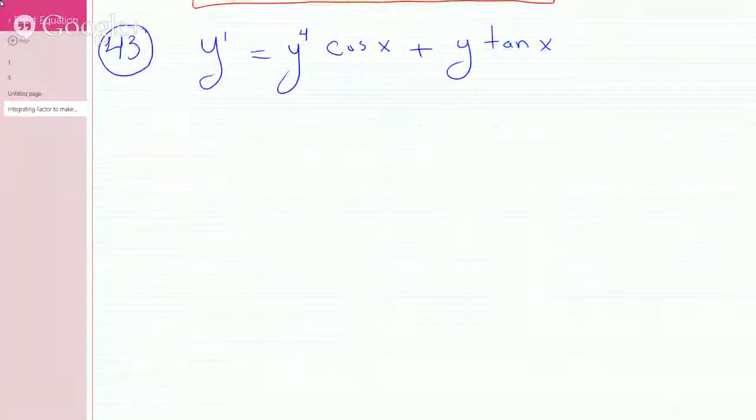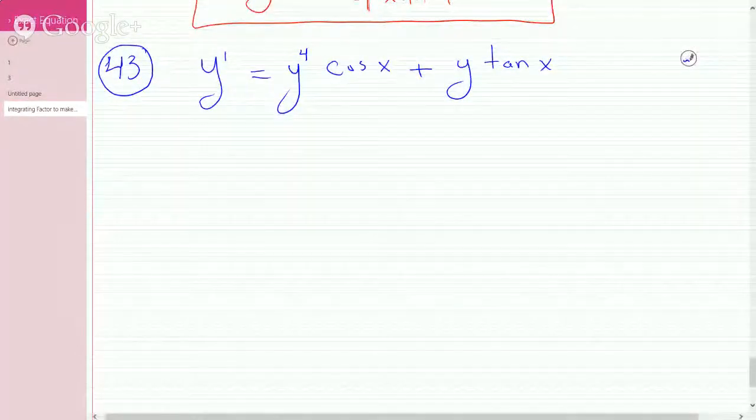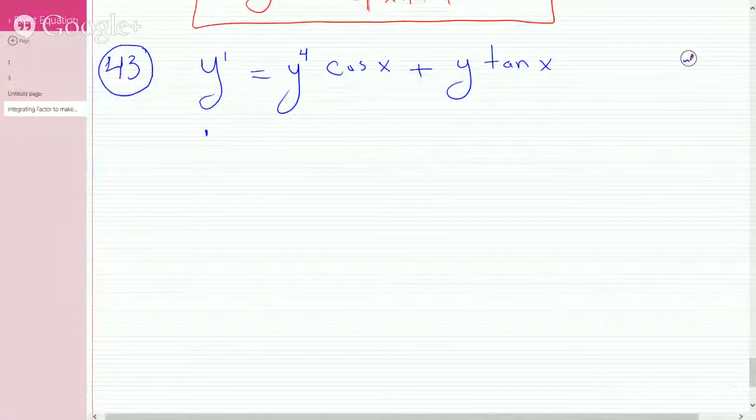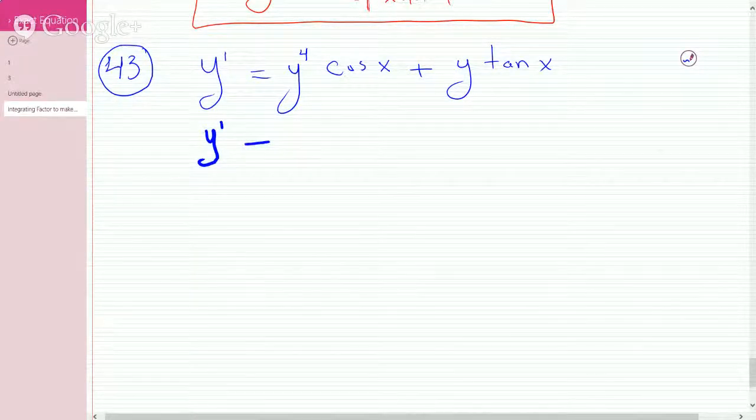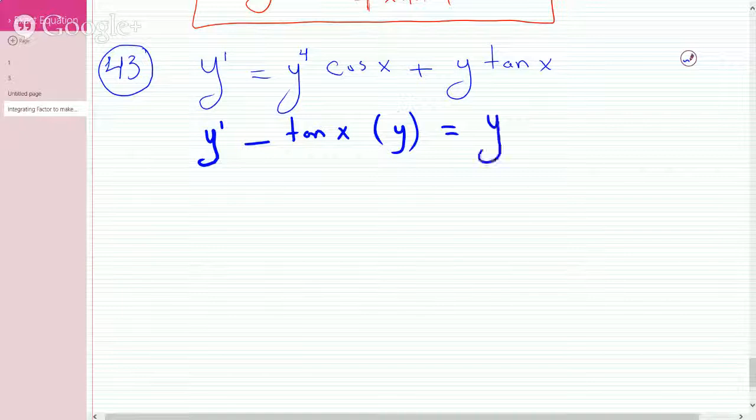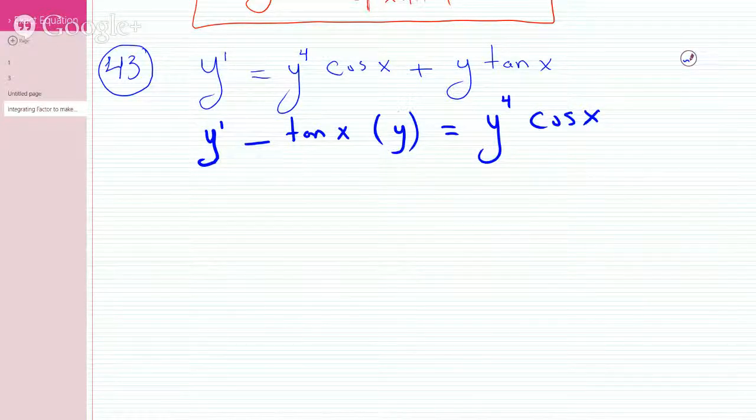Okay, so first to solve this differential equation, we're going to put it in the standard form. So we're going to do y prime minus 10x times y equals y to the 4 times cosine x. And because we have that y to the 4 term, we're going to do Bernoulli's transformation. So we're going to use Bernoulli's equation.